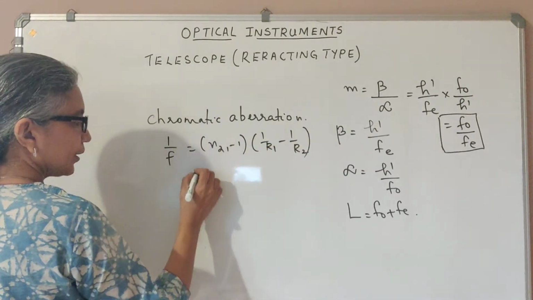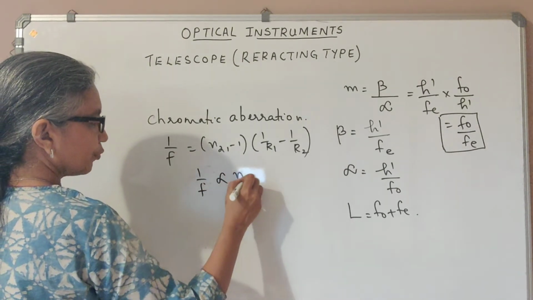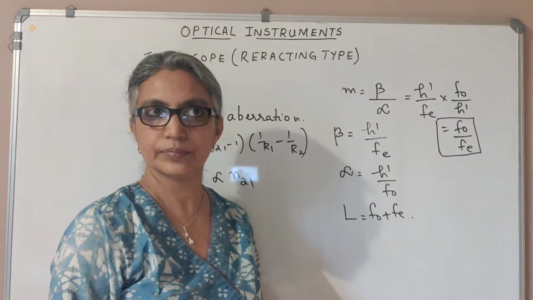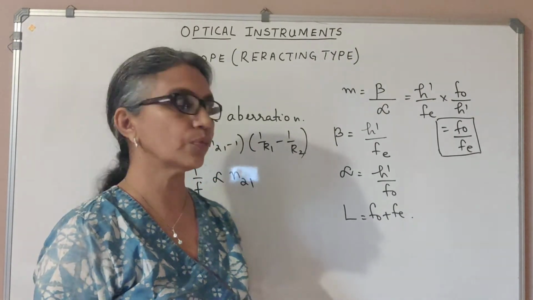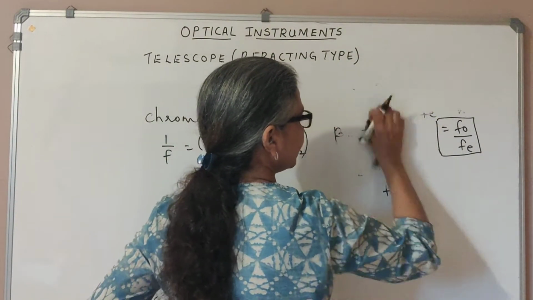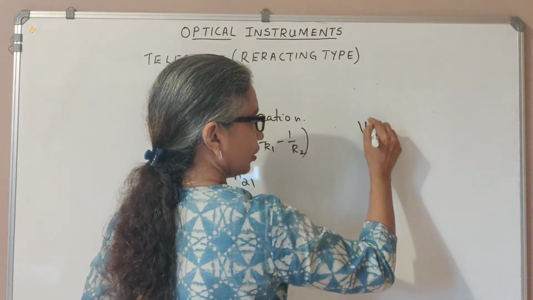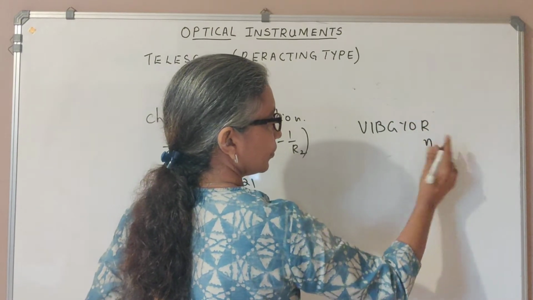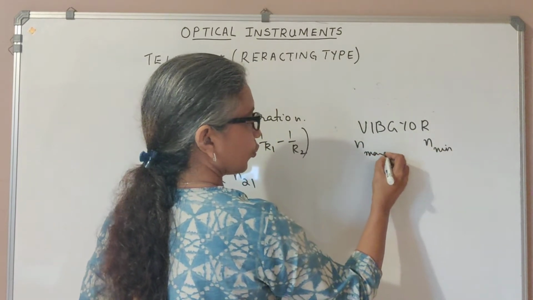Remember, I said this 1 by f is proportional to the refractive index. So when you look at light falling on the lens, white light has different colors. It has 7 different colors, that is VIBGYOR. For VIBGYOR, you know that the refractive index is minimum for red, and the refractive index is maximum for violet.